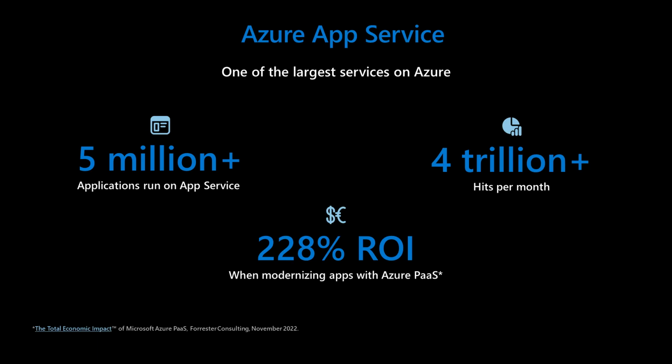What I love about Azure App Service is that it simplifies your cloud deployments and increases your agility with built-in features for CI/CD, elastic scale, and easy integration to cross-cutting solutions for things like logging, identity management, performance monitoring, and error handling. Azure App Service is one of the largest services on Azure with over 5 million apps, over 4 trillion hits per month, and an average of 228% ROI when modernizing apps with Azure PaaS.